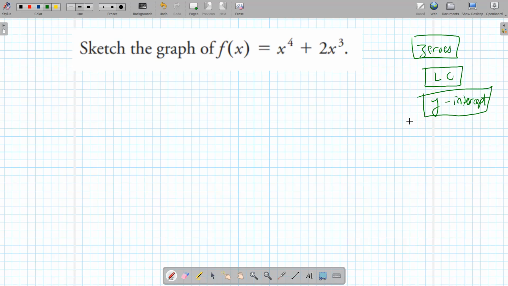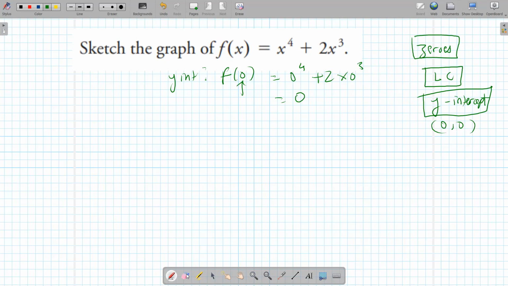Let's do this one by one. How do you find the y-intercept? What's going to be 0 at the y-intercept? X, right? So you just find f of 0. The y-intercept is simply f of 0. Just set x as 0. So 0 to the power of 4 plus 2 times 0 to the power of 3. What is this going to be? Just 0, exactly. So we know it goes through the origin, because when the x value is 0, the y value is 0.